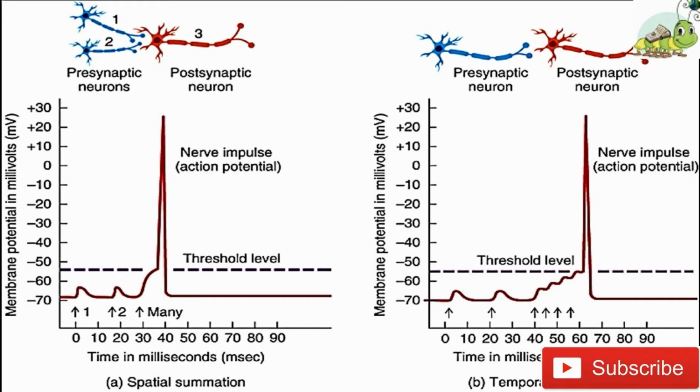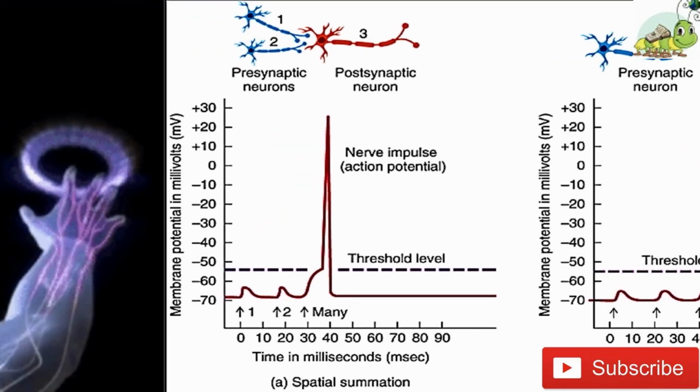Spatial summation is related to associating the activity of multiple inputs to the neuron with each other. Temporal summation is the relationship of multiple action potentials from a single cell resulting in a significant change in the membrane potential. Spatial and temporal summation can act together as well.